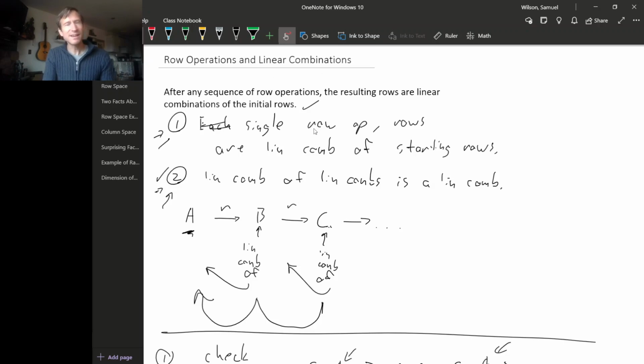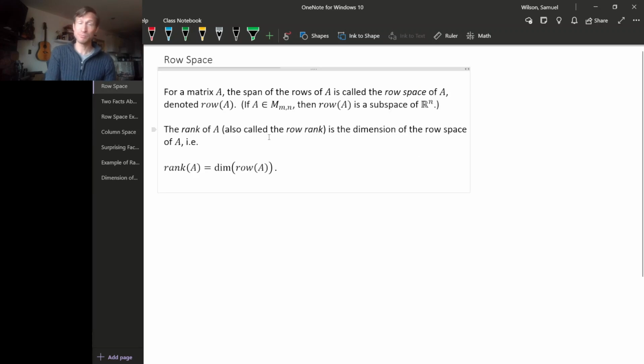But what this is telling us is that if you think about all the possible row operations you could do, what you can get is the entire span of the rows that you started with, which kind of inspires the definition of the row space of a matrix.